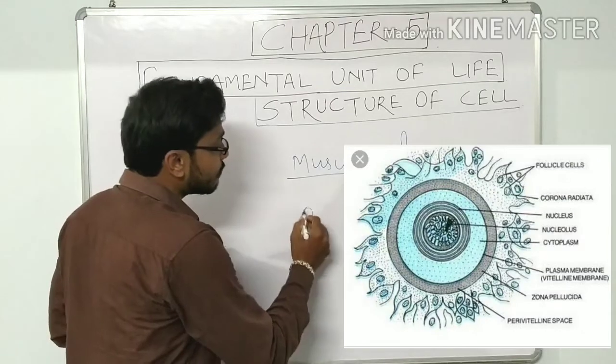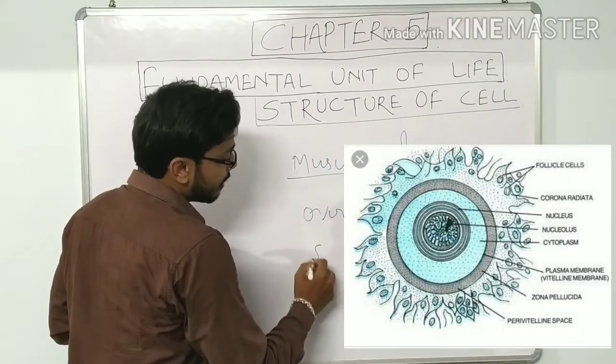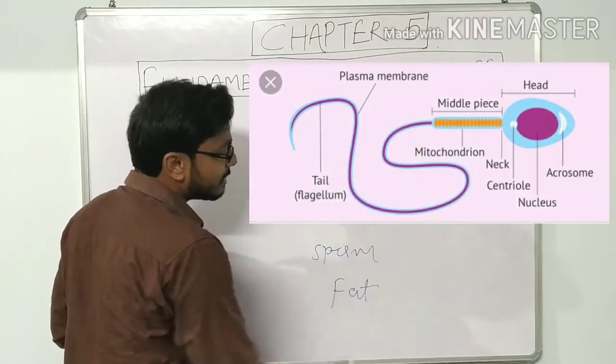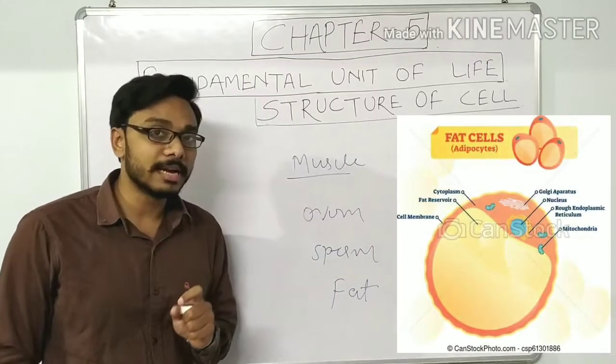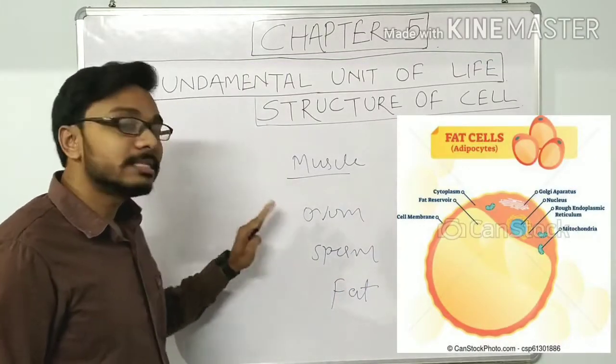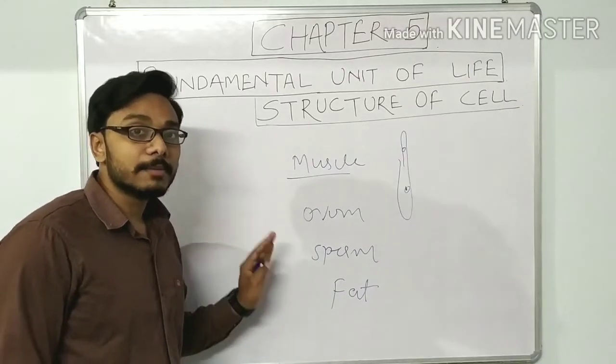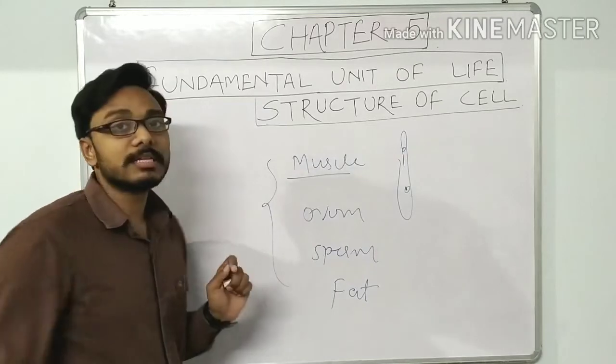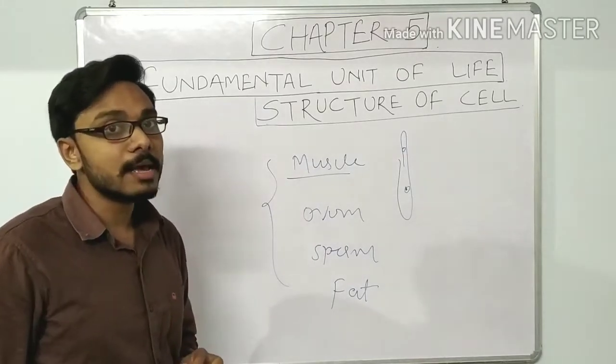And you might also have seen the ovum, the sperm cell, and the fat cell. The correct images are all given in your book. These cells are all of different shapes and sizes. So we can conclude that none of the cells are of the same shape and size.